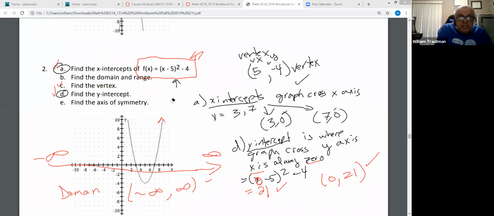Now the range is the lowest y value, which is -4, and remember it's touching -4. The vertex is always touching. From -4 is the lowest. The highest y value goes up to infinity.